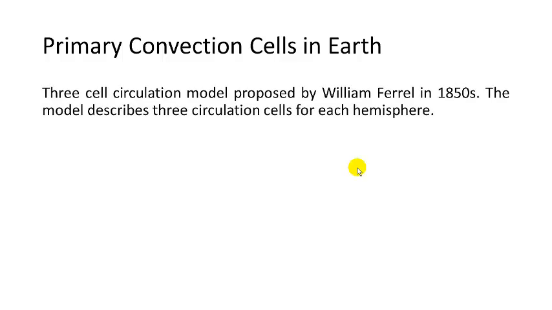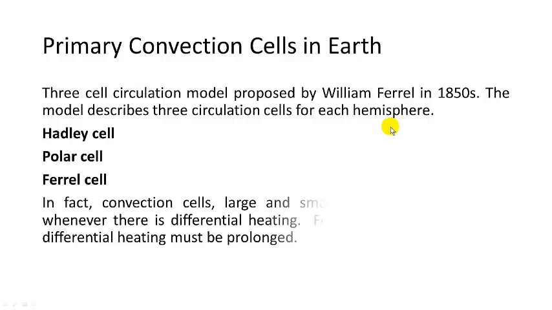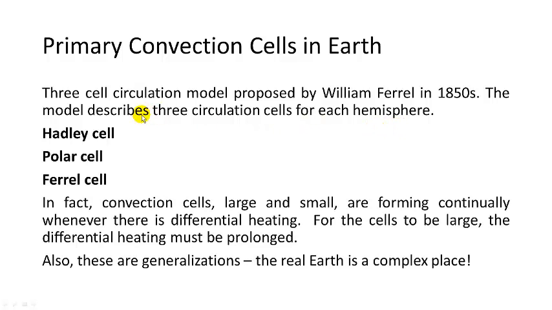In fact, it was noted that there are 3 primary circulation cells for the Earth as a whole. This was noted around 1850 or so, when William Ferrel, through some systematic observations, recognized that there were 3 primary circulation cells in each hemisphere, I should say. We have the Hadley cell, the polar cell, and the Ferrel cell, and we'll see these in more detail. In fact, convective cells, whether large or small, are formed almost continually whenever there's differential heating.